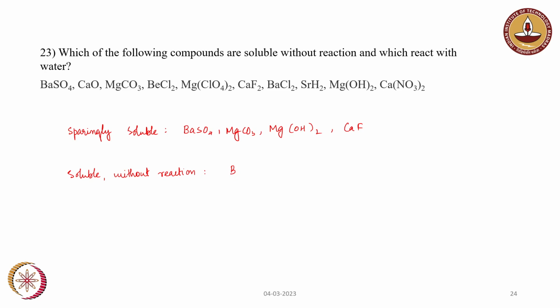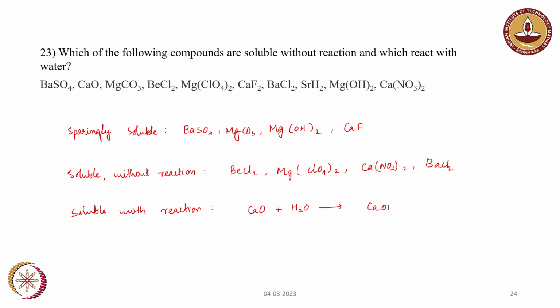They are beryllium chloride, magnesium chloride, calcium nitrate, and barium chloride. And last one is soluble with reaction. So calcium oxide will be soluble and it will react with water. So CaO plus H2O, it will give calcium hydroxide, and strontium hydride SrH2 plus 2H2O will also form hydroxide.